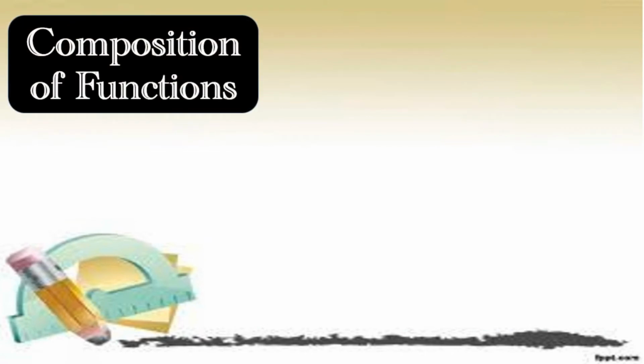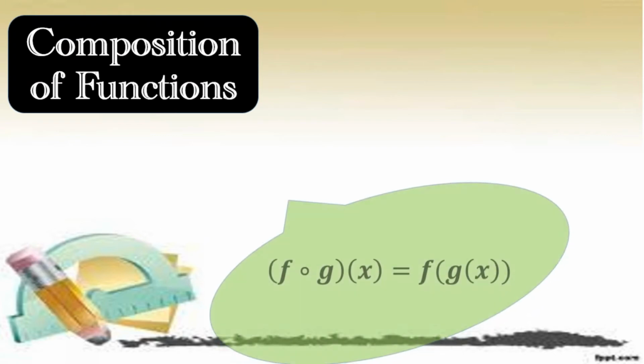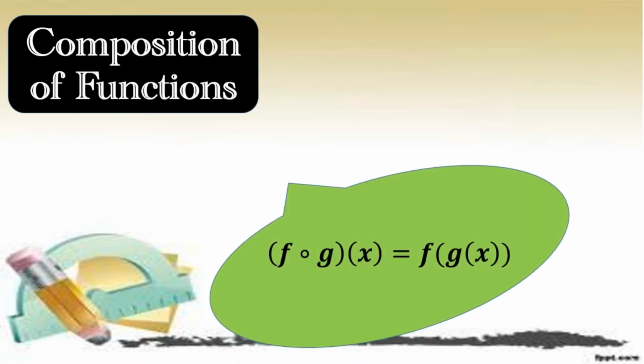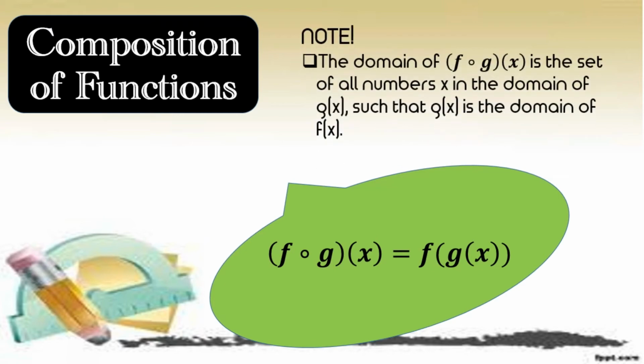Aside from the operations on functions, we also have the composition of functions. This composition of functions is defined by f of g of x, where the domain of f of g of x is the set of all numbers x in the domain of g, such that g of x is in the domain of f.